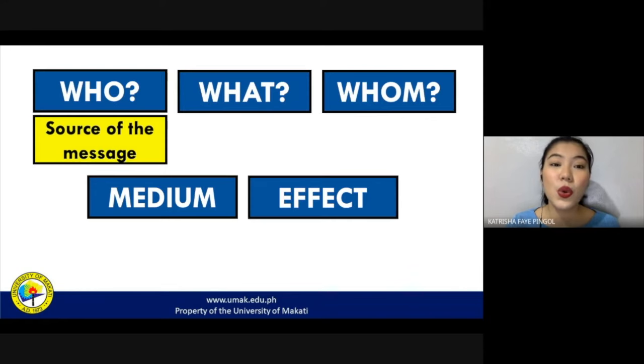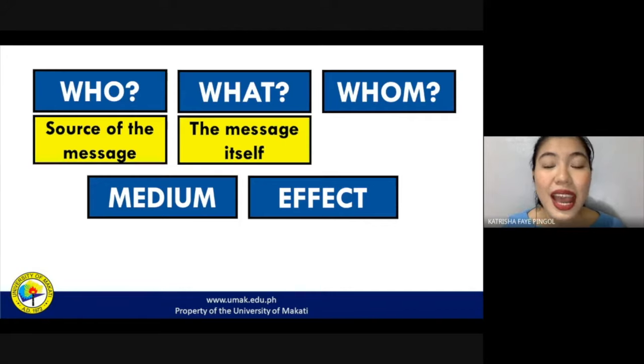When we say who, it simply refers to the source of the message. Who will be speaking? Who will be delivering the public speech? Who will be standing in front of the audience and talking to them? All right, so it's very important to determine. If it is you, of course, there are certain considerations, certain preparations that you have to do before you could even stand in front of the audience and deliver the speech.